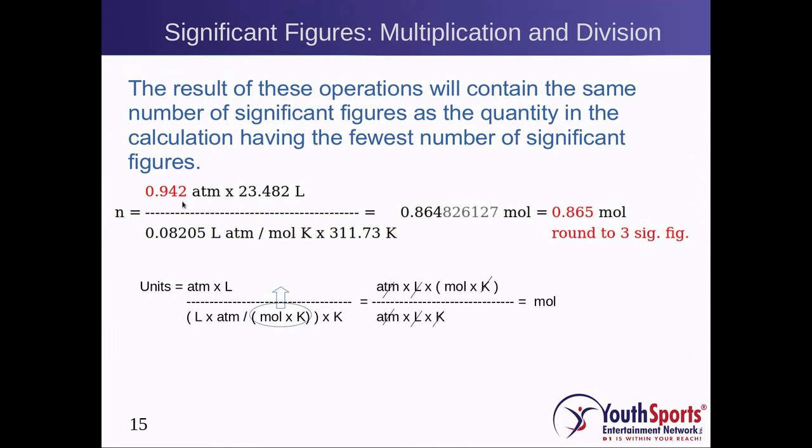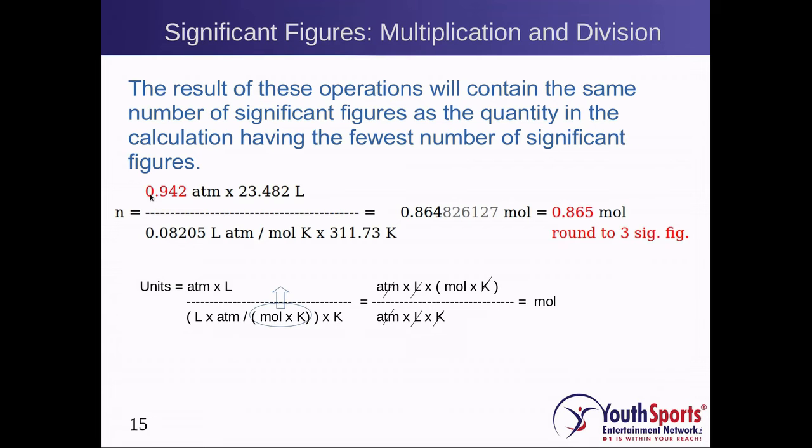Here is an example where we multiply numbers with units, and the number of significant figures in the result. Here we have 4 significant figures, here 5, here 5, and in this number we've got 3. So we've got 0.942 atmospheres multiplied by 23.482 liters, divided by 0.08205 liter atmospheres per mole kelvin, and this is in parentheses, multiplied by the temperature. So I've shown this here. The liter atmospheres divided by mole K is multiplied by K, which is the temperature.